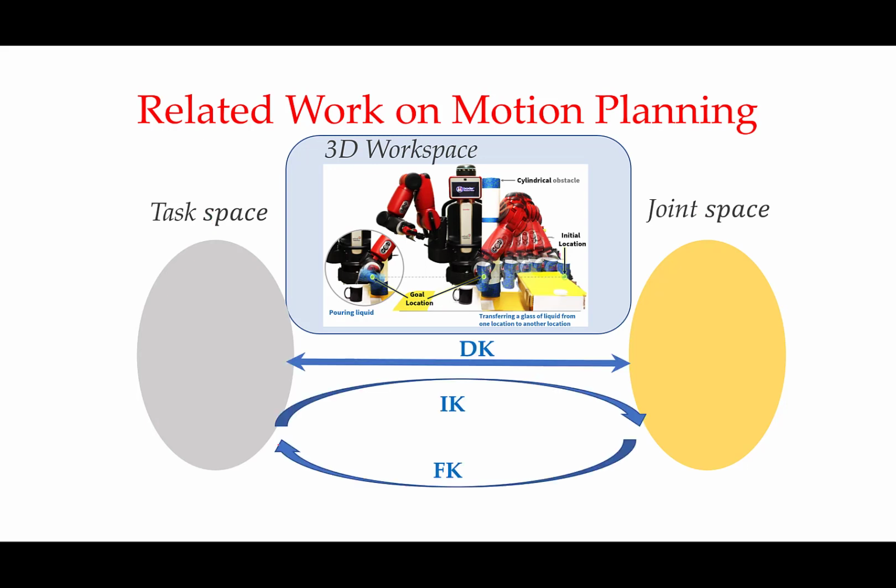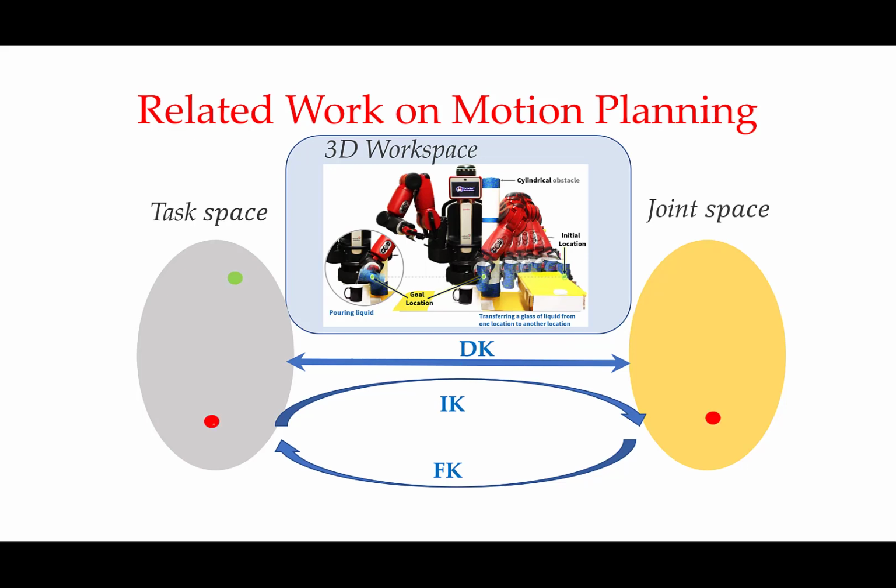We can go from the joint space to the task space by using a forward kinematics map, which is a nonlinear mapping. We can go from the task space to the joint space using an inverse kinematics map, which is a nonlinear multivalued mapping. And we can also go back and forth between the tangent spaces of the task space and joint space using a differential kinematics map.